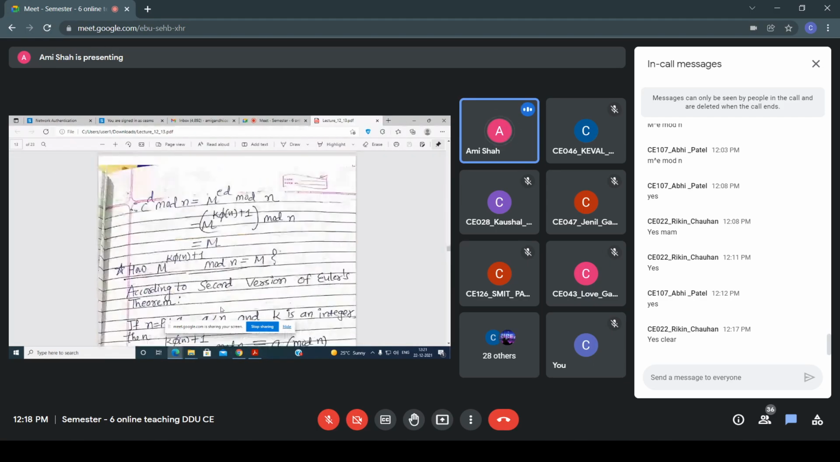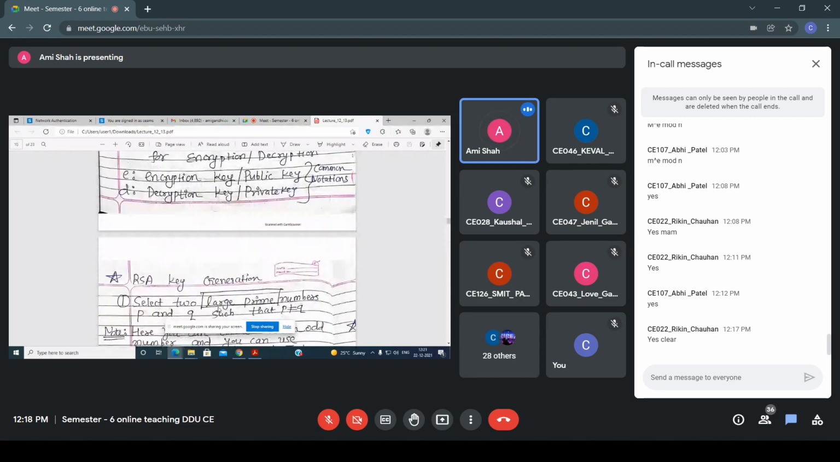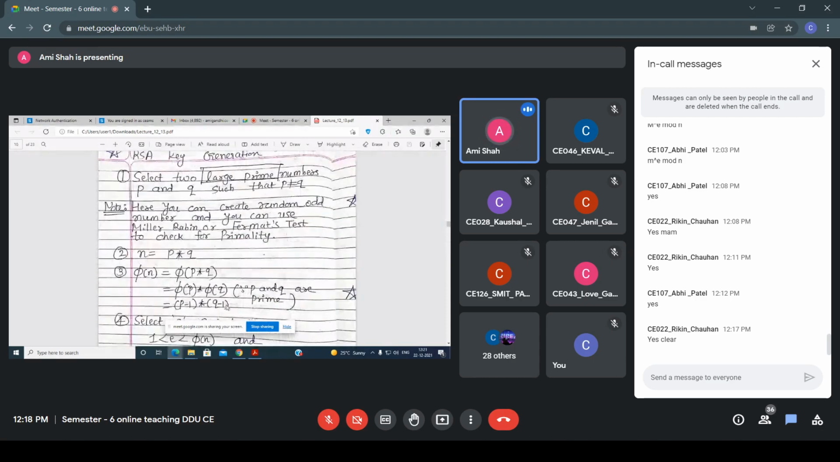Okay. So I will show you the algorithm. So now in this case, if Alice wants to send some message to Bob, then first of all the key generation is done by Bob. So now first of all I have taken p equals 7 and q is 11.